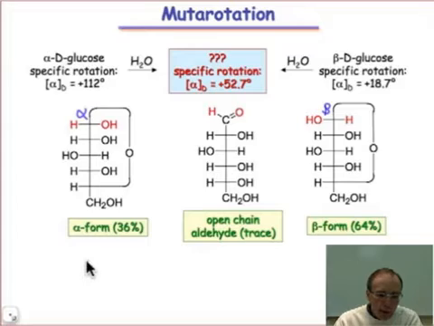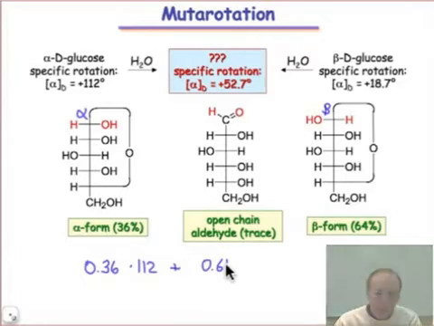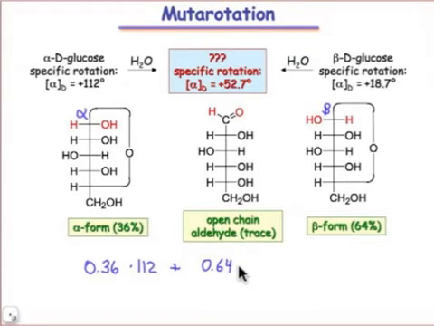So for example, if you were to wonder where that 52.7 comes from, well, it's just an arithmetic average: 36% times 112, which is the value for the pure alpha form, plus at equilibrium we have 64% of the beta form, which has a value of 18.7. And so the arithmetic average of those numbers gives you 52.7. And so starting from either pure alpha or pure beta, we end up with a value of 52.7 because the equilibrium mixture will be the same regardless of where we started from.